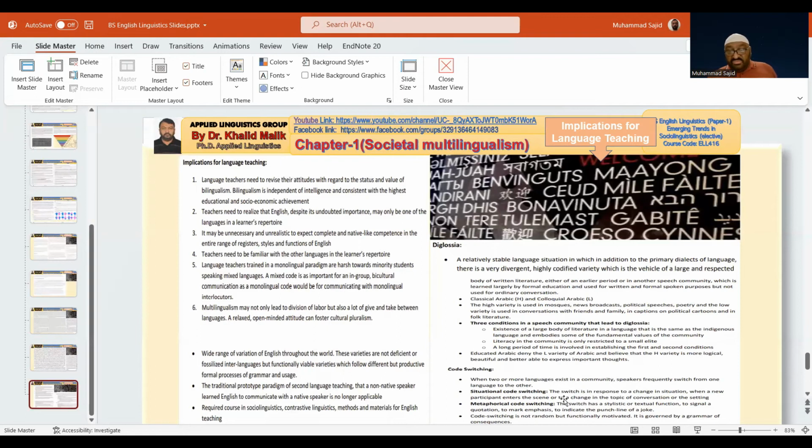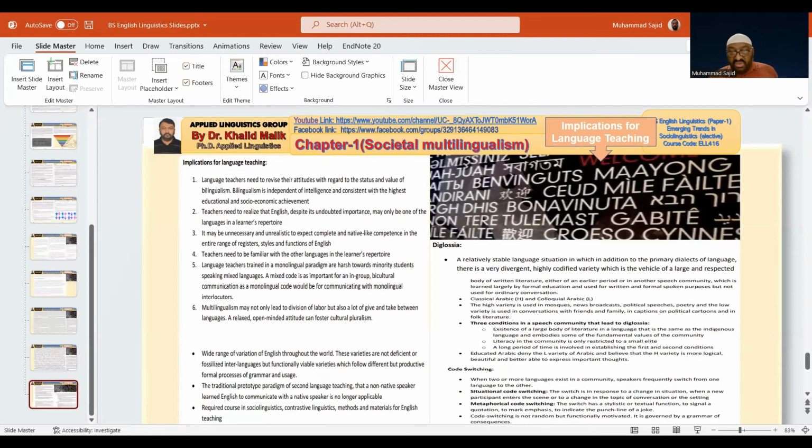Situational code switching: the switch is in response to a change in situation, when a new participant enters the scene or to a change in the topic of conversation or the setting. Then metaphorical code switching: the switch has a stylistic, textual function, to signal a quotation, to mark, emphasize, or indicate the punchline of a joke.